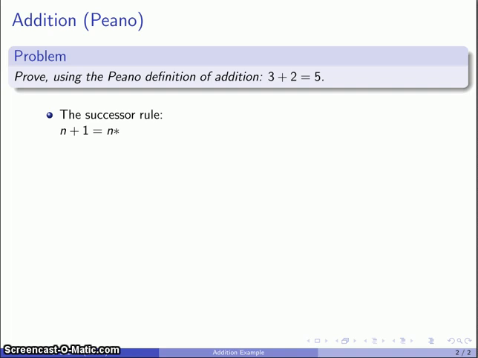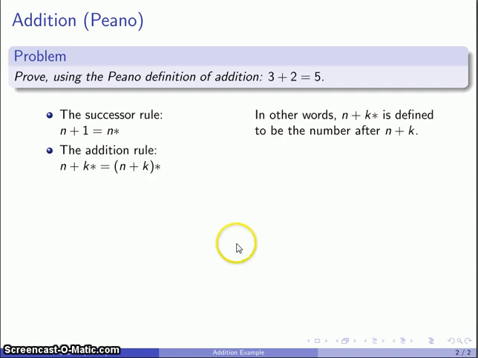The first is the successor rule: n plus 1 is the same as the successor of n. In other words, n plus 1 is just defined to be the number after n. The other part of the Peano definition of addition is that n plus the successor of k is the same as the successor of n plus k. In other words, n plus k star is the same as the number after n plus k.